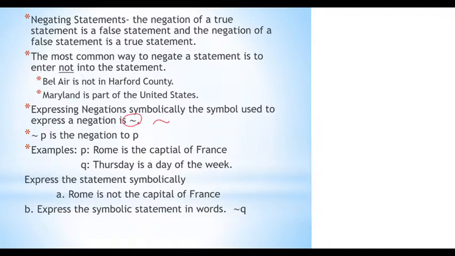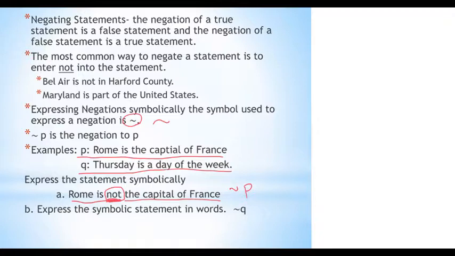So here what we're going to do is practice writing things symbolically, or if it's in symbols, to write it in words. So we have two statements here. P is Rome is the capital of France. Q is Thursday is the day of the week. So for A, they want us to express Rome is not the capital of France. Now, if you look up at P, it is Rome is the capital of France. Since we have Rome is not the capital of France, that is the negation of P. So if we write it in symbols, we'd write our little wave and then P.